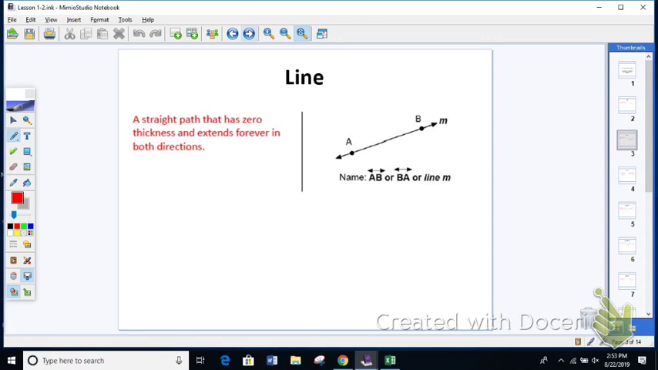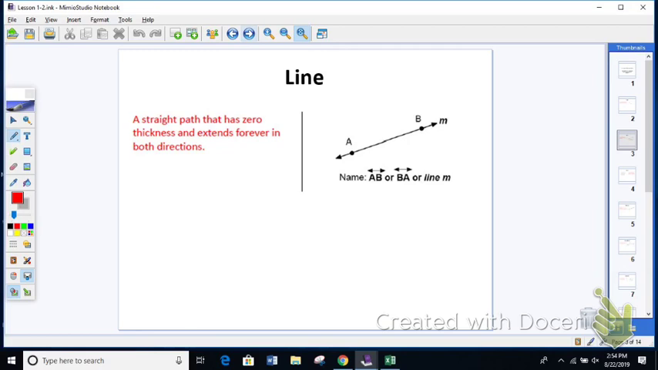If we move to line, we talked about a line being a straight path. Again, it has no thickness because a line just means we've taken all these points, okay, and they're just really close together and they form that line. So it has no thickness, but again, we have to have something to represent a line, so we're going to draw that. It extends forever in both directions. So that's why we are seeing the arrowheads on each end.